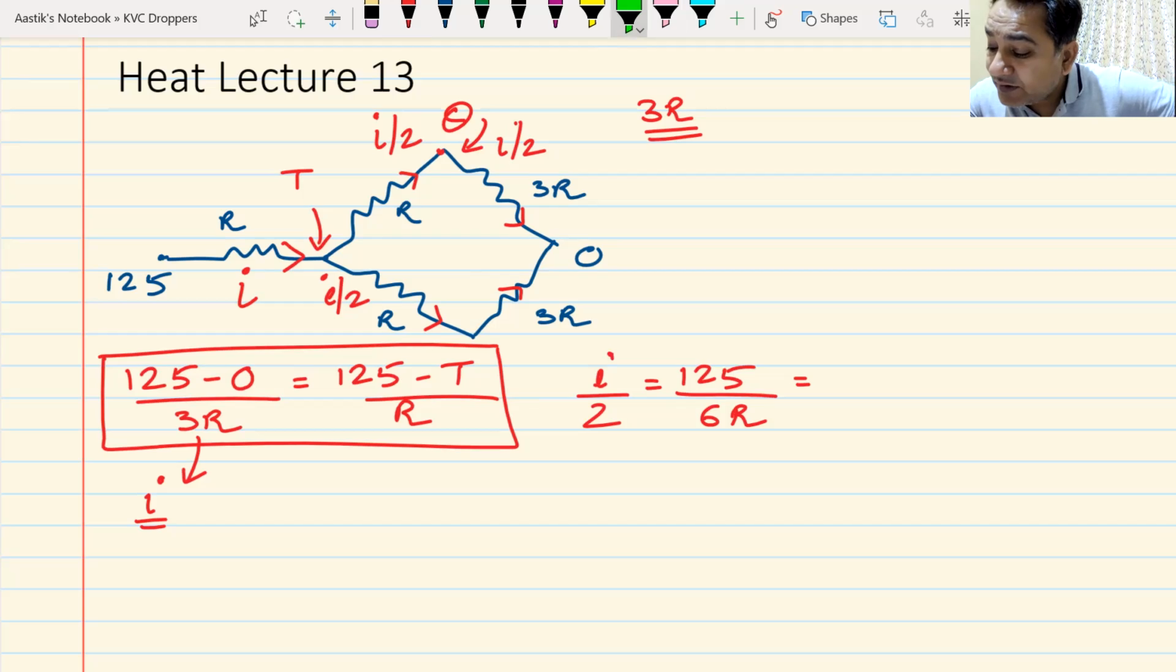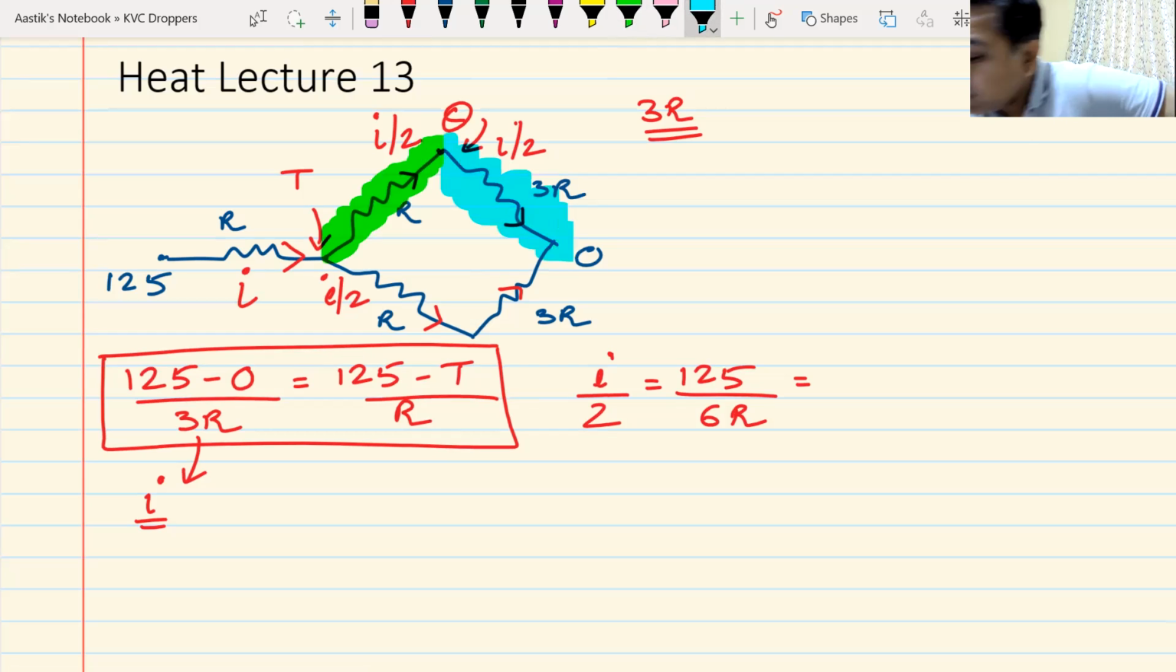I'll give you a second to tell me the first way. The first way is the green way. The second way is the blue way. Can you tell me how you can write the value of I by 2? I by 2 is 125 by 6R. One is the green way, the other one is the blue way. You can write in terms of the green way or you can write in terms of the blue. I'll give you a minute to think about it. To understand this means you understand electric current. A minute to win it.